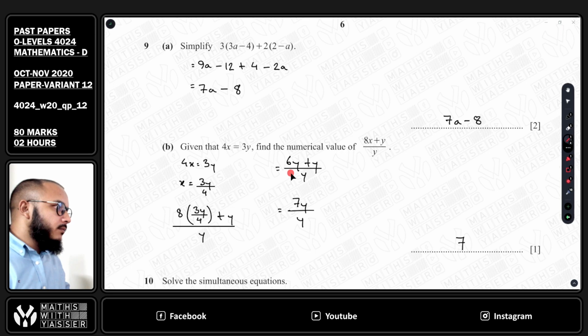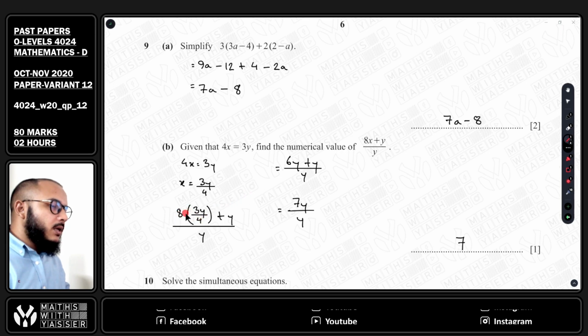So we can now simplify it. 4 goes into 8 twice, and 2 times 3 will be 6. So 6y plus y over y. That will give us 7y over y, which is now just 7. And as you can see in the question, it said find the numerical value. So you don't have to worry about it, because if you follow the rules that they have asked, you will eventually end up getting a numerical value. These two variables will cancel.